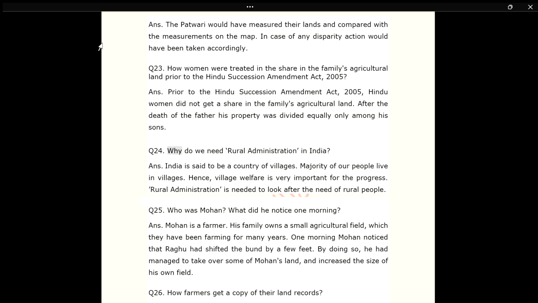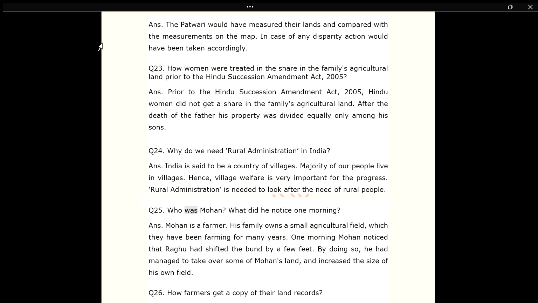Q24. Why do we need rural administration in India? Ans. India is said to be a country of villages. Majority of our people live in villages. Hence, village welfare is very important for the progress. Rural administration is needed to look after the need of rural people.